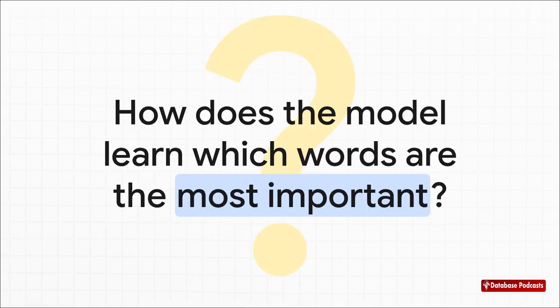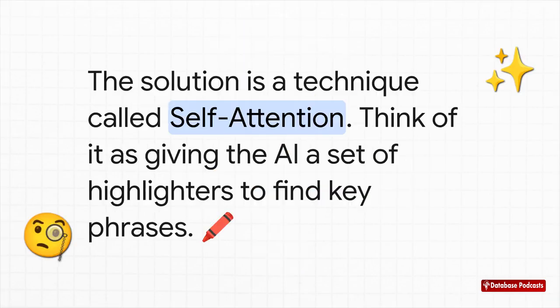Right. This is the crucial question. We've got this super detailed map, but we need a spotlight. How does the model learn to focus on the important words like disaster or brilliant and kind of ignore the less important ones like the or was? The solution is a really powerful and, frankly, elegant mechanism called self-attention.